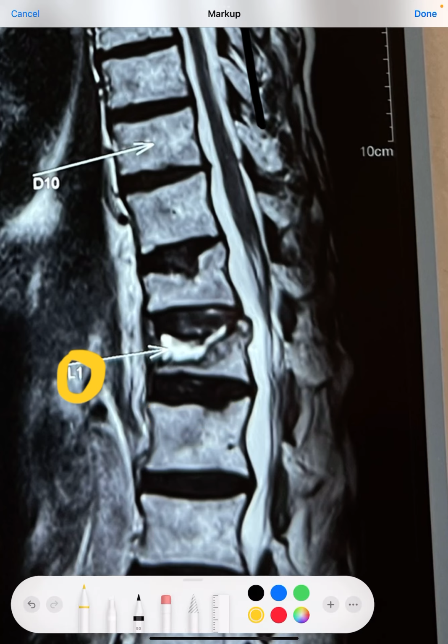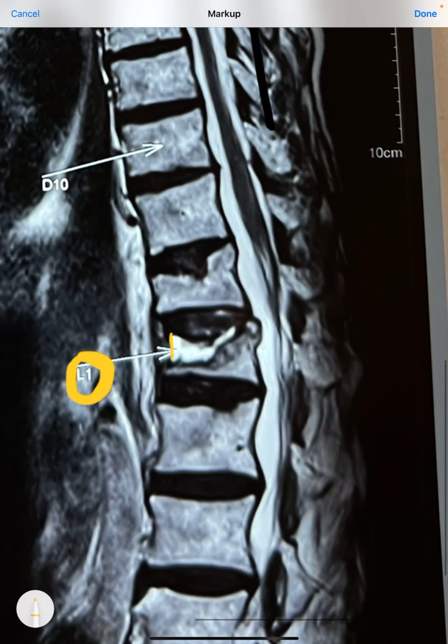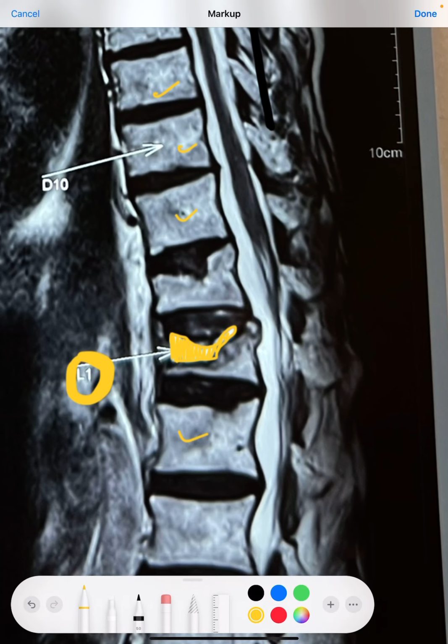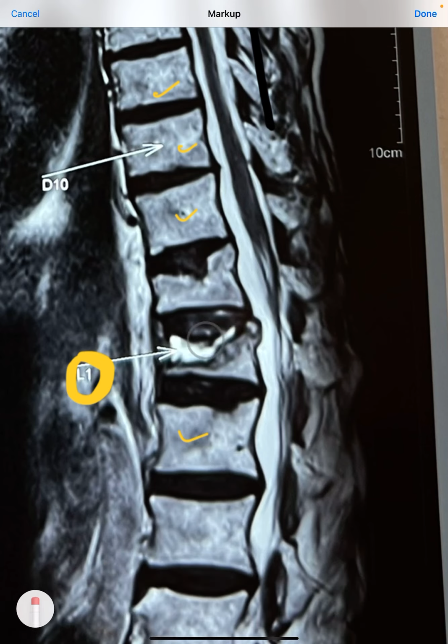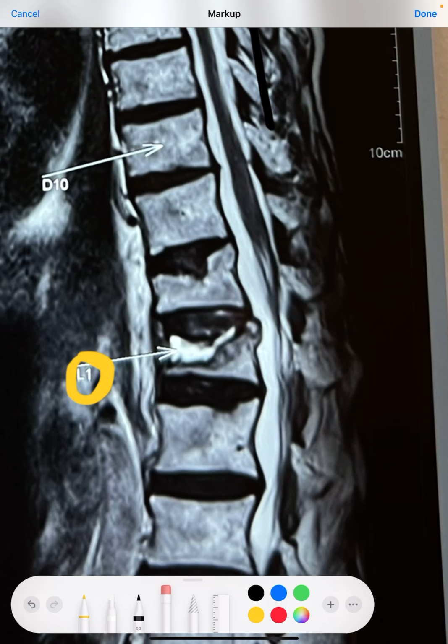Now this hyperdensity, this increased whiteness, typically shows edema. If edema is there, it shows that this vertebra has been compressed or fractured very recently. That is the reason why there is increased blood flow and this edema, which is very well obvious in this picture.